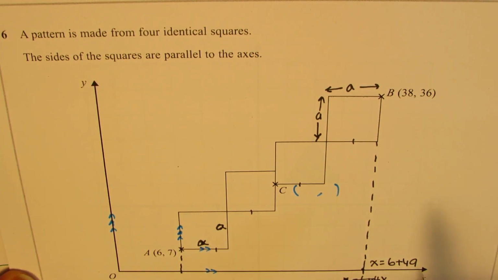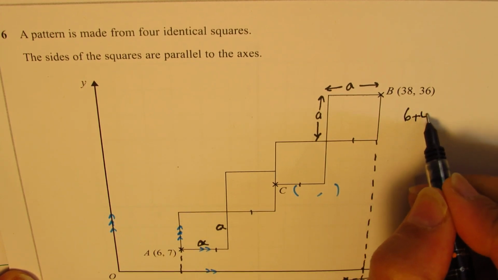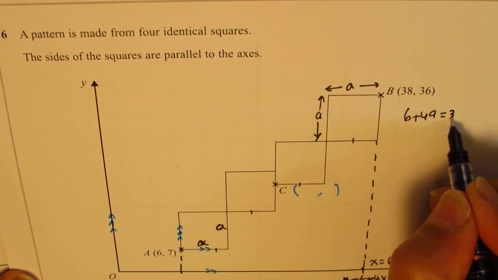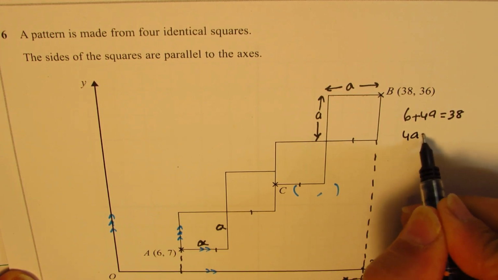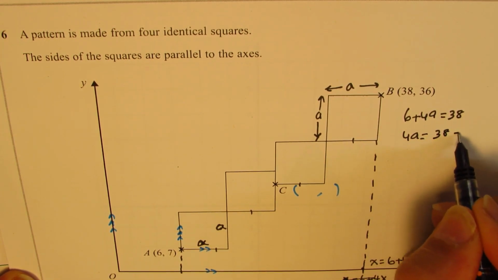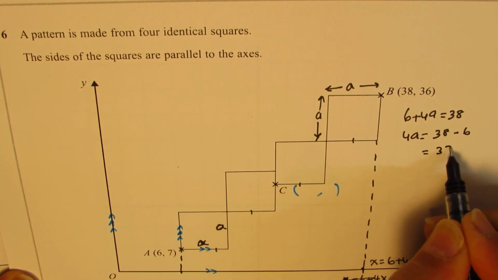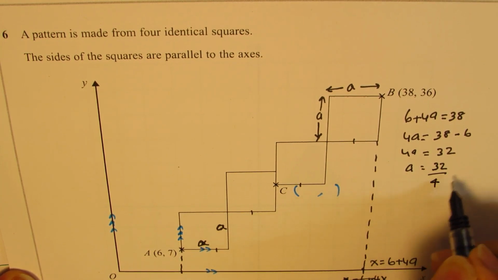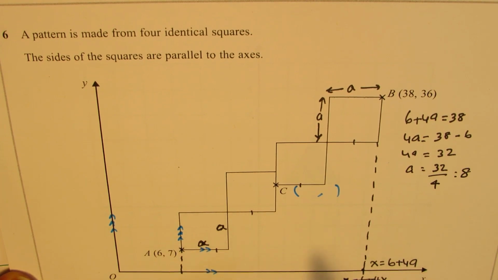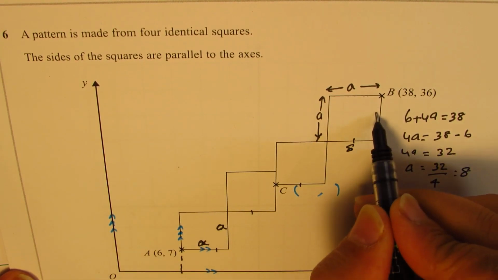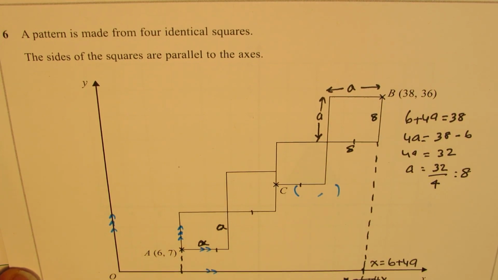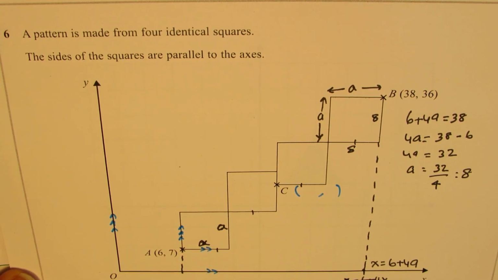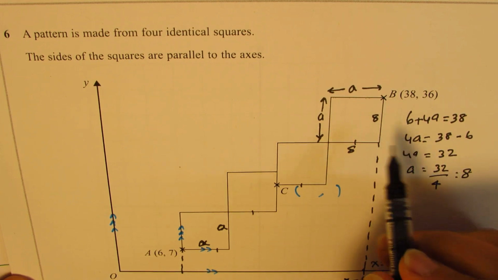Correct? So we know 6 plus 4 times a is equal to 38. So 4 times a is 38 minus 6, which is 32. So a is 32 divided by 4, which is 8. That means the square is 8 units, right? So both these sides are 8 units. Is that clear? So we find that the length is 8.